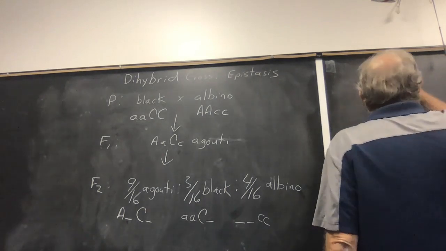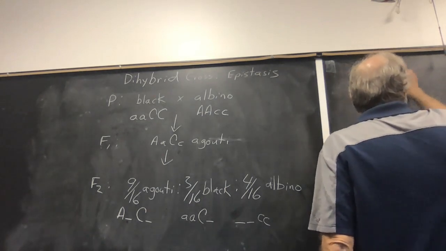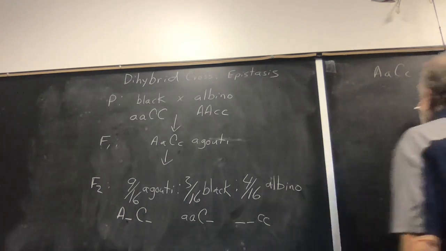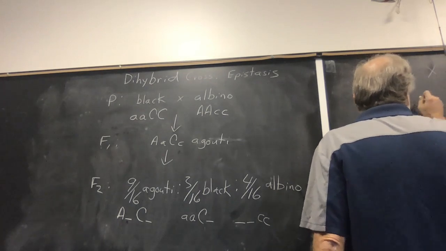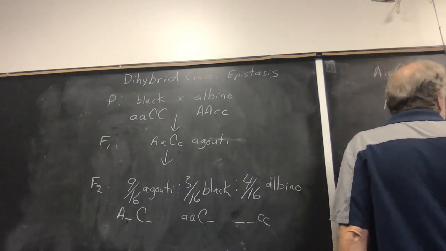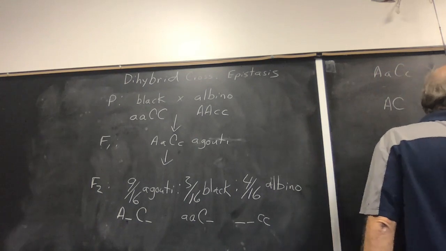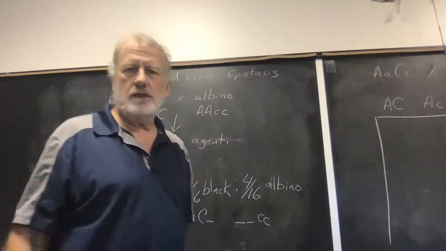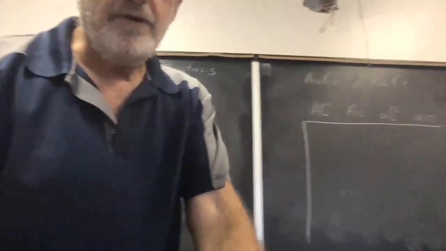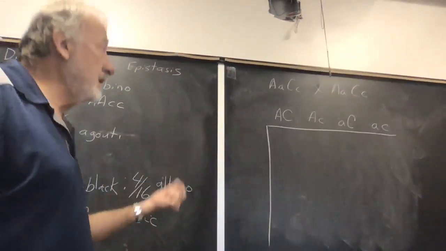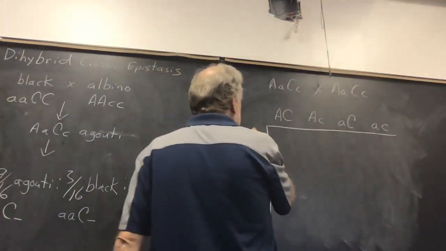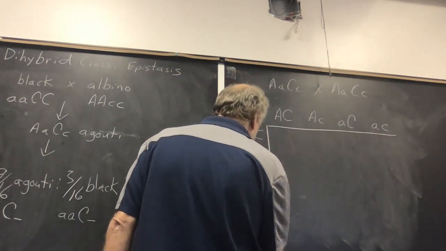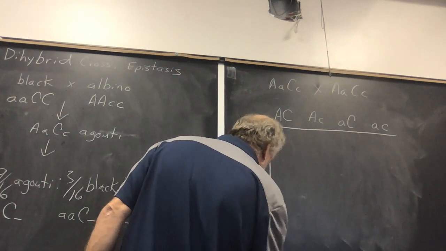So crossings: little a, little c times little a, little c. Across the top: big C, little c, big C, and little c. Four ways that the A's and C's can combine. You have to make sure each gamete has a single A and a single C in it, and no more than that. Same thing going down the side: big C, little c, little a, big C, little a, little c.